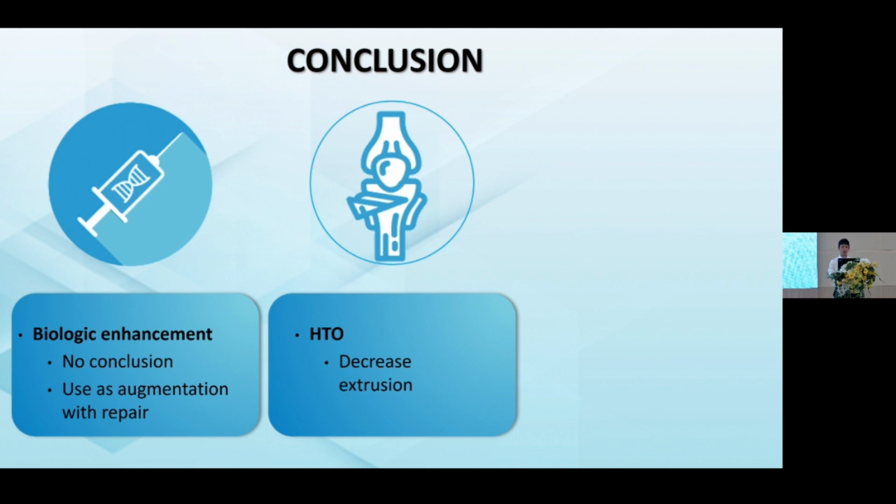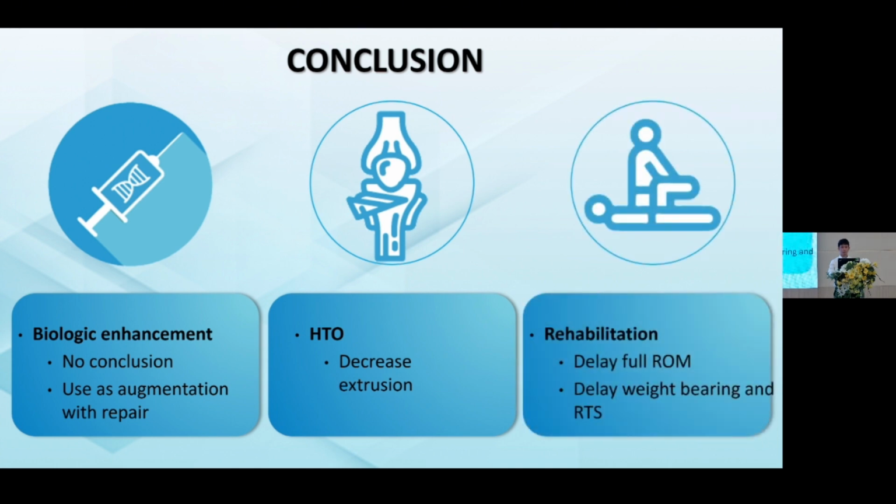HTO can correct malalignment and also decrease the extrusion, and rehabilitation should delay full range of motion, weight bearing, and return to sport.